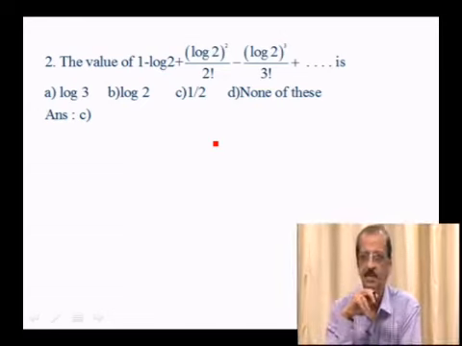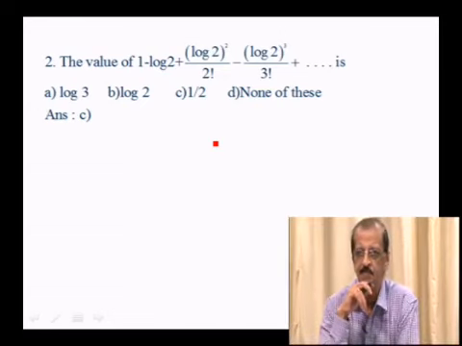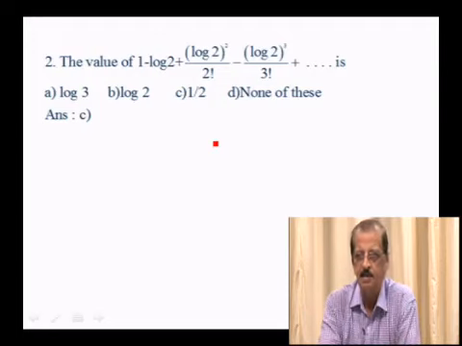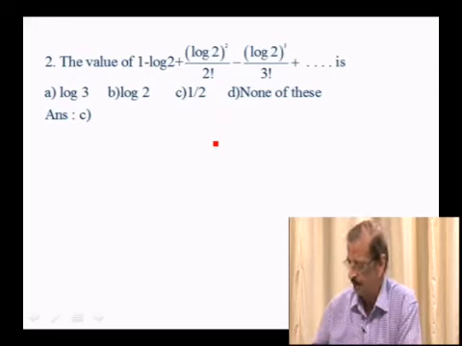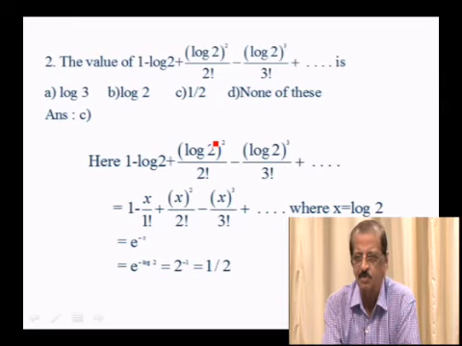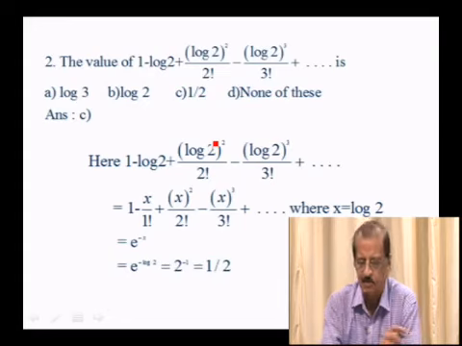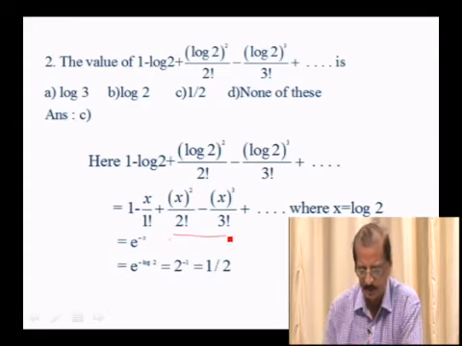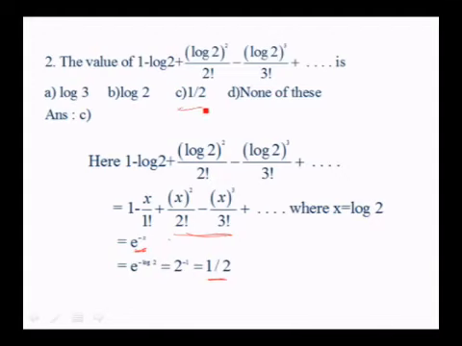The value of 1 minus log 2 plus log 2 whole square by factorial 2 minus log 2 whole cube over factorial 3 is... see here, you replace that log 2 by x: 1 minus x over factorial 1, x square over factorial 2, minus x cube over factorial 3 etc., where x is equal to log 2. But this is nothing but the expansion of e to the power of minus x. So substitute back the value of x: e to the power of minus log 2, that is 2 to the power of minus 1, which is half. So option is C, half.